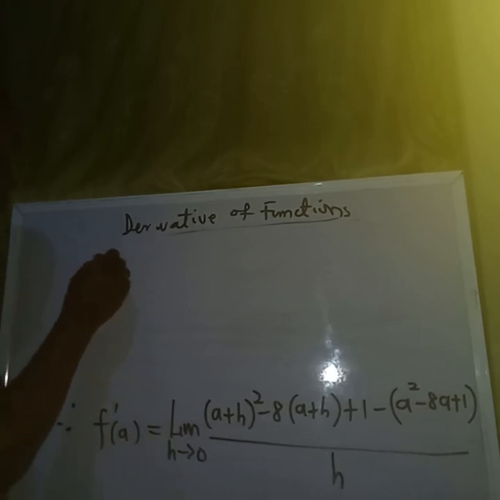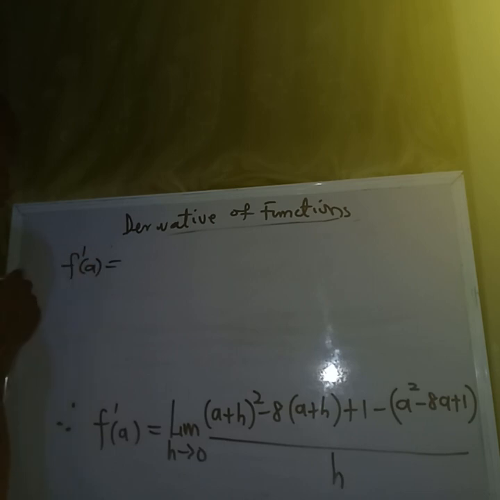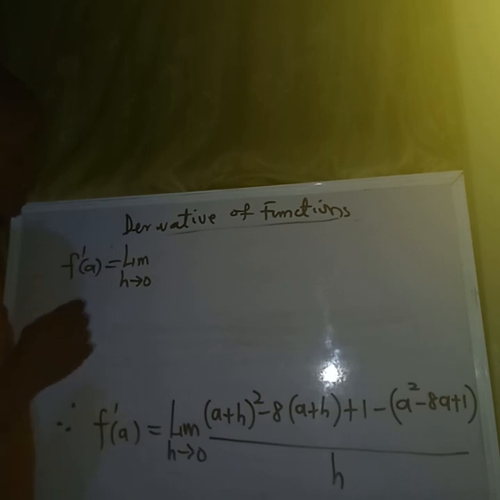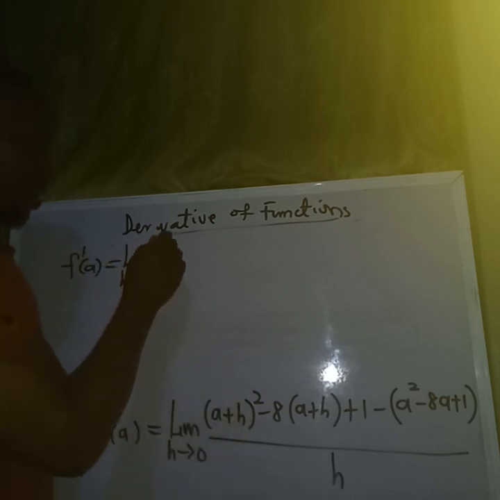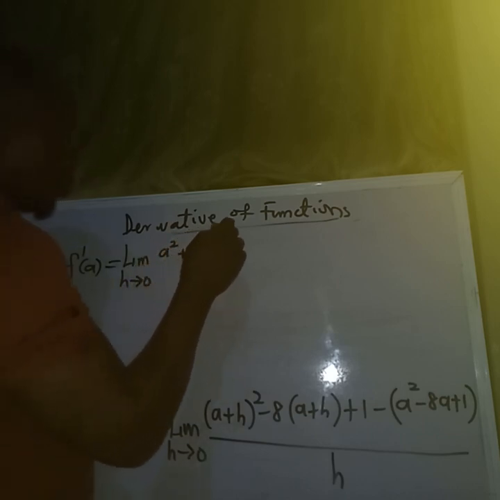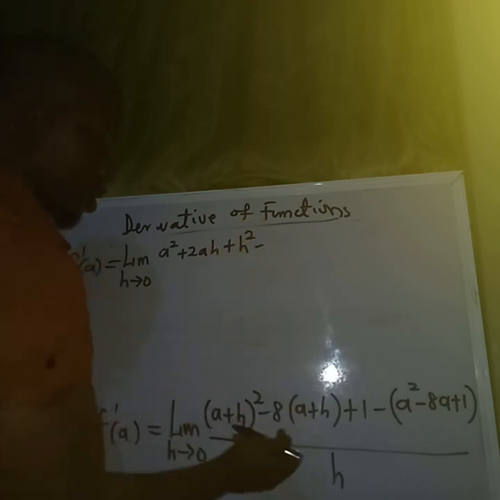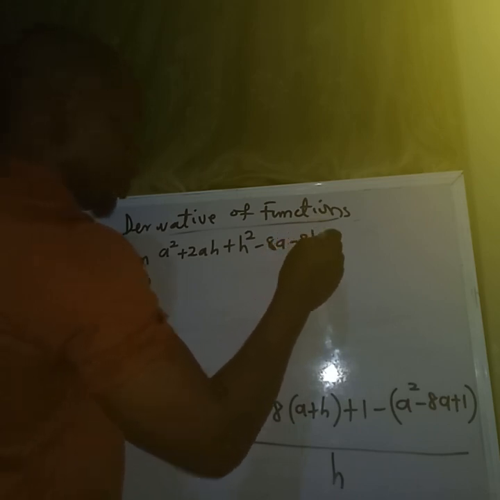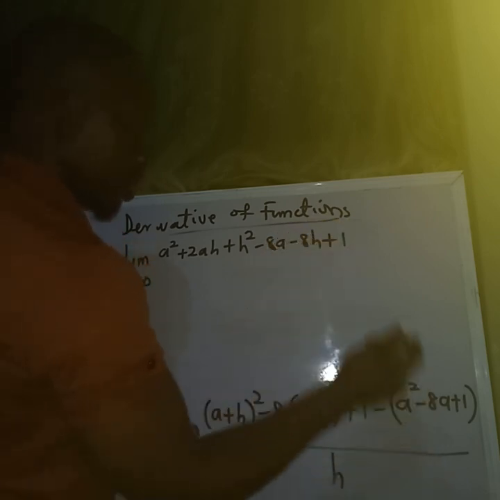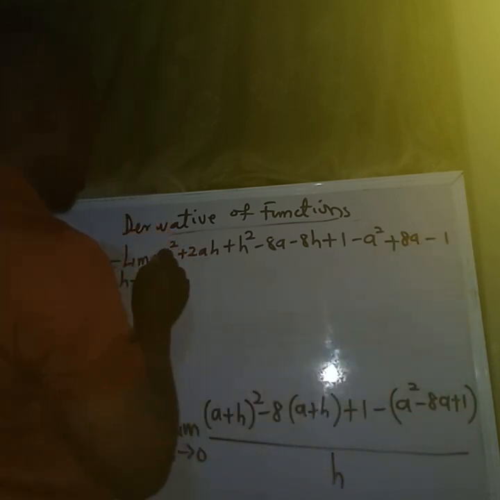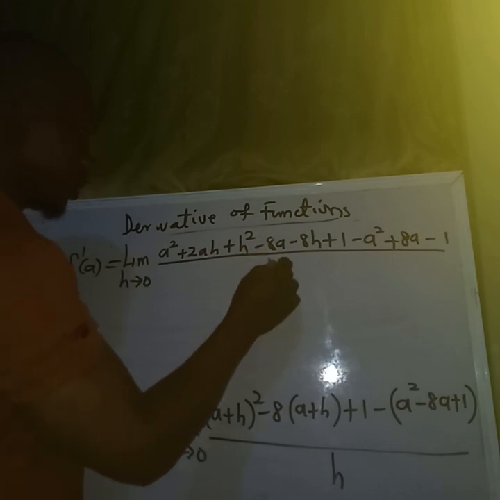So f prime of a will be equal to the limit as h tends to 0. If you open the bracket, this is a squared plus 2ah plus h squared. Then let's open a bracket here: minus 8a minus 8h plus 1, then minus a squared plus 8a minus 1, everything over h.